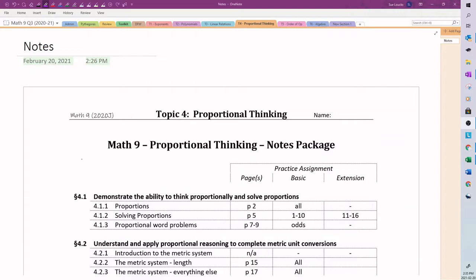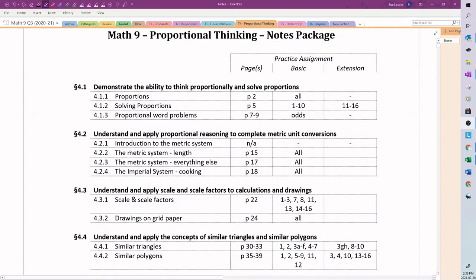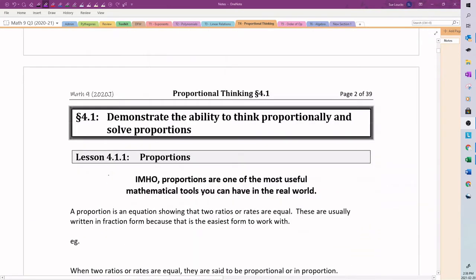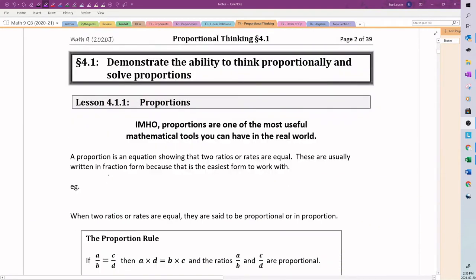Everyone. We are going to do topic 4, proportional thinking today. We're going to do 4.1 today. So we're going to start by taking a look at proportions. Now, I'm hoping you remember ratios.